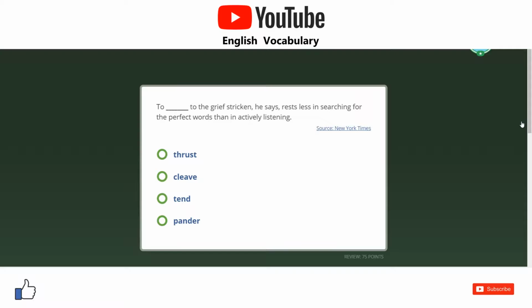Question 8. This question is from the New York Times. Fill in the blank in the following sentence. Blank to the grief-stricken, he says, rests less in searching for the perfect words than in actively listening. What word fits best? A. Thrust. B. Cleave. C.